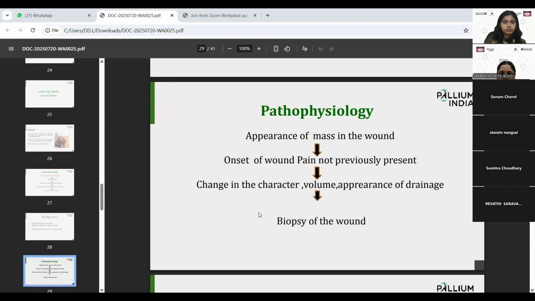Okay, for a prolonged time the patient is having that ulcer. It won't give any pain, any exudate, any odor, and won't disturb the patient until the physiological changes happen. Okay, after the changes happen, the Marjolin ulcer develops with the symptoms of pain and exudates. Okay, so the patient should have a biopsy of the wound immediately. Next one.